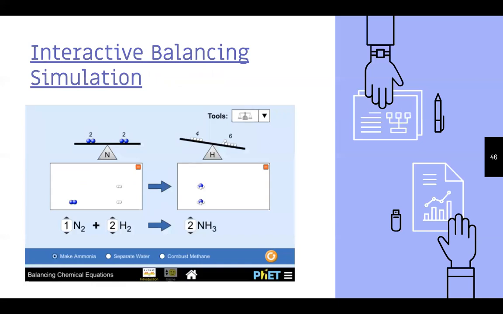This is an interactive balancing simulation. If you click on the link, it's a really fun game. The website's called PhET, and it's just balancing chemical equations. All you have to do is just drag the number and it'll balance it more and more.